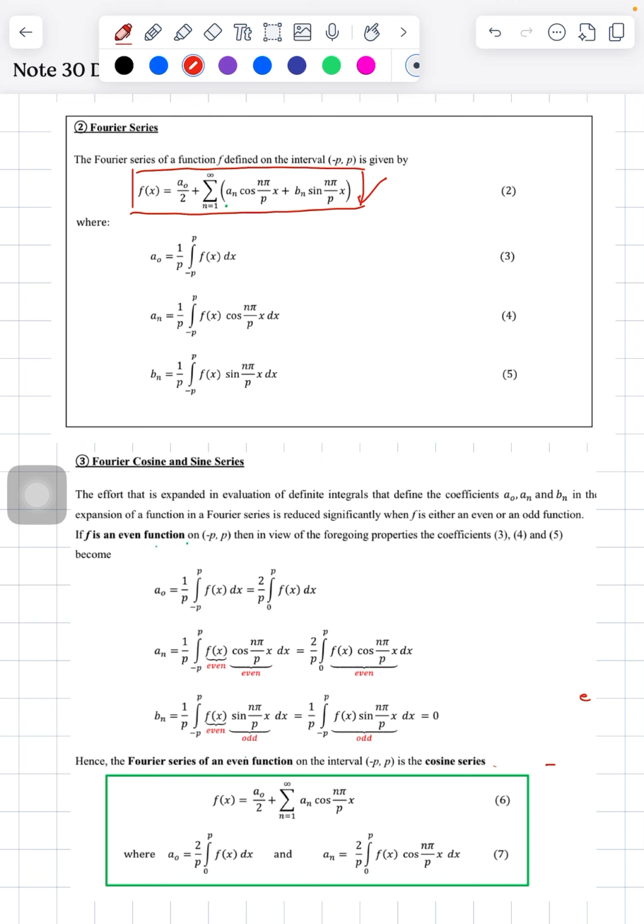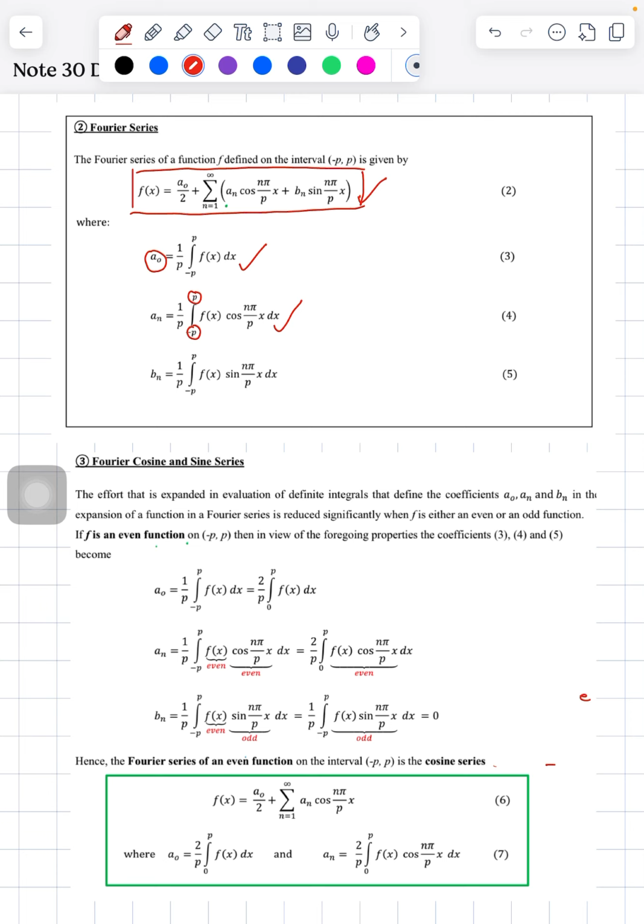Okay, whereby a naught, we have the formula 1 over p and the integral of f(x) dx from negative p to p. Okay, this is the formula for a naught. And for a_n, the formula is 1 over p, the integral of f(x) cos(n pi over p x) dx from negative p to p. Okay, this is the formula for a_n.